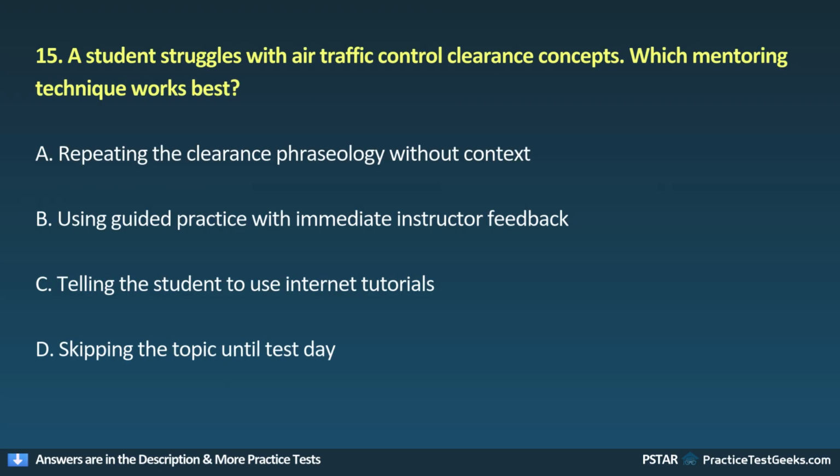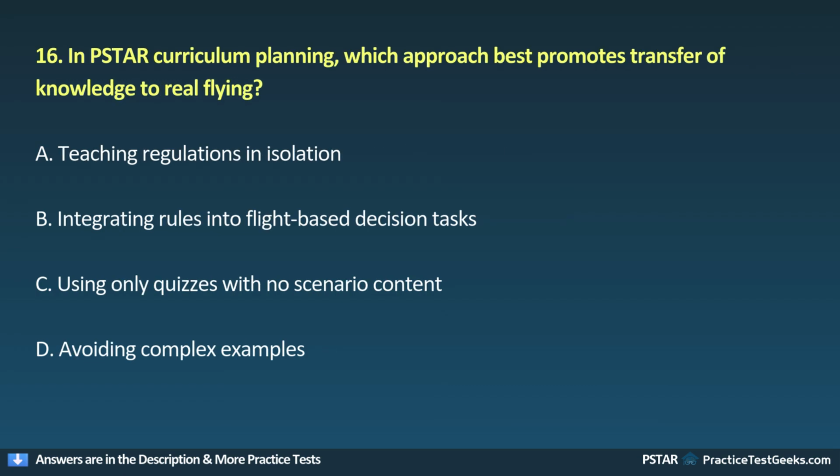15. A student struggles with air traffic control clearance concepts. Which mentoring technique works best? A. Repeating the clearance phraseology without context. B. Using guided practice with immediate instructor feedback. C. Telling the student to use internet tutorials. D. Skipping the topic until test day.